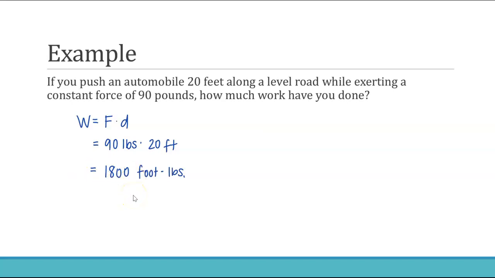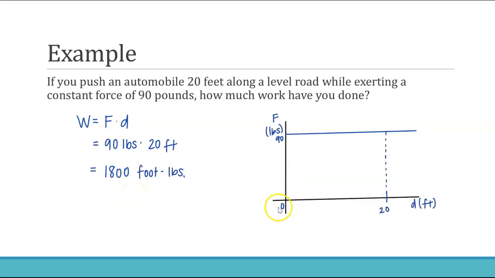Let's take a second to think about this graphically. If we go ahead and put distance in feet on the horizontal axis and force in pounds on the vertical axis, our graph will be just a horizontal line at 90 because we have a constant force. So here on the x-axis, our distance extends from 0 to 20. Finding work was multiplying force times distance, so that was essentially finding the area between 0 and 20 underneath the force function.